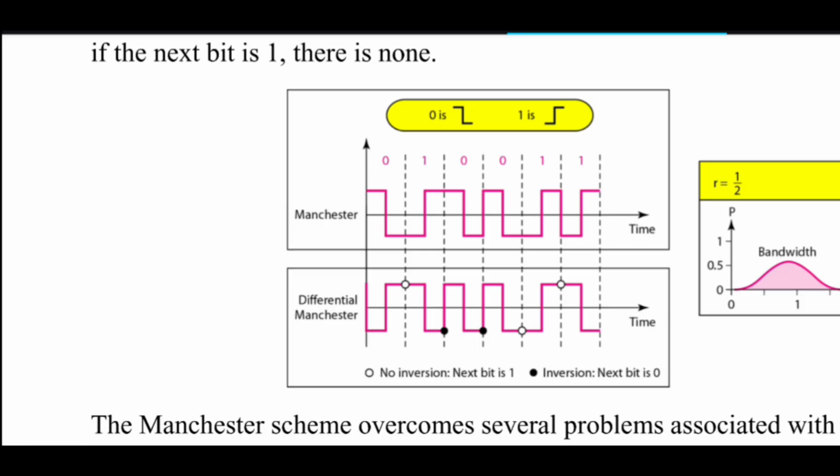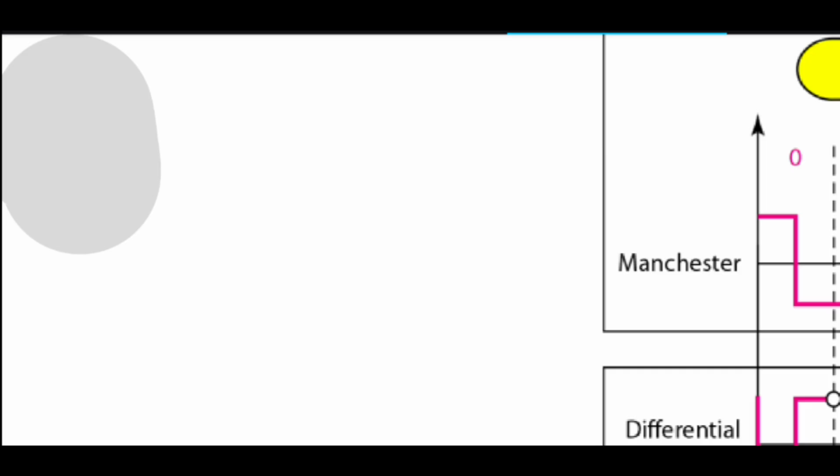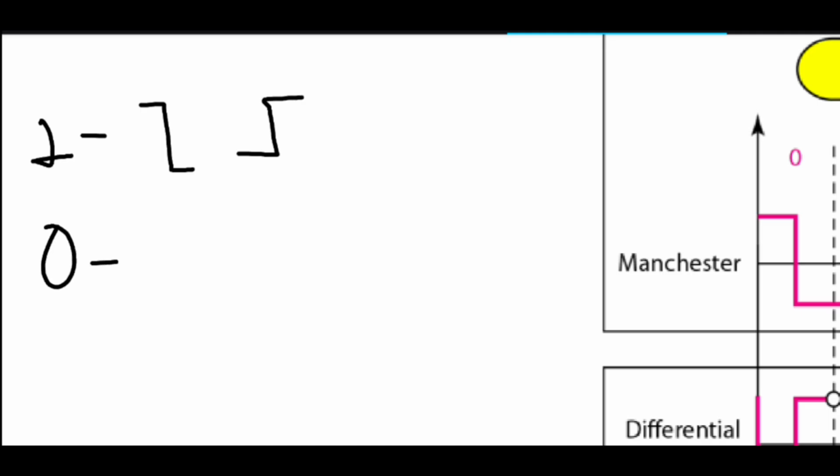Here there are actually 2 values for 0 and 2 values for 1, okay. Let's check. For 1 there is actually this type of signal, and for 0 this type of signal, okay.